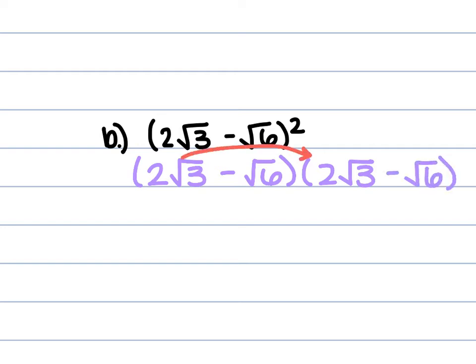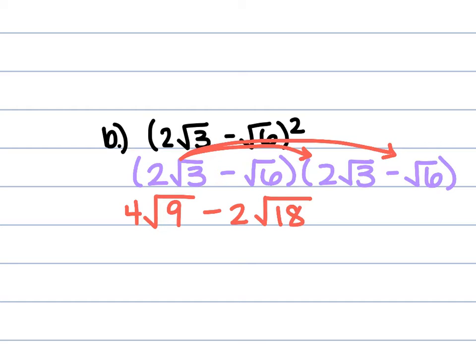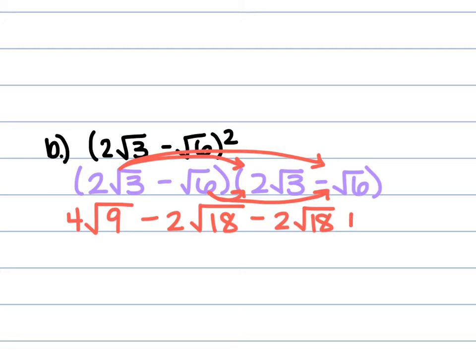So 2 square root 3 times 2 square root 3 is going to be 4 square root 9. 2 square root 3 times negative square root 6 is going to be a negative 2 square root 18. Then we have negative square root 6 times 2 square root 3, which is negative 2 square root 18. And then we have the negative square root 6 times the negative square root 6, which is a positive square root 36. So now simplify these as you can.